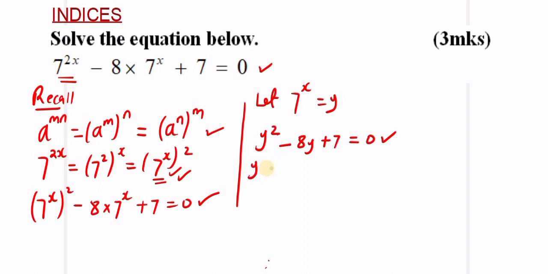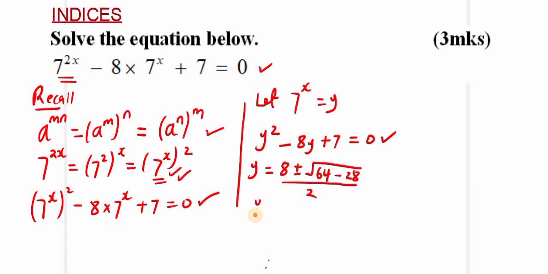Now, y will be negative b, and our b is negative 8, so the negative of negative 8 is 8. Then we have plus or minus the square root of b squared, and b is negative 8, so negative 8 squared is 64, minus 4 times a times c. A is the coefficient of y squared, which is 1, c is 7, so 4 times 1 is 4, by 7 is 28, so we subtract 28, and we'll have the whole of this over 2 times a, that is 2 times 1, that gives us 2.